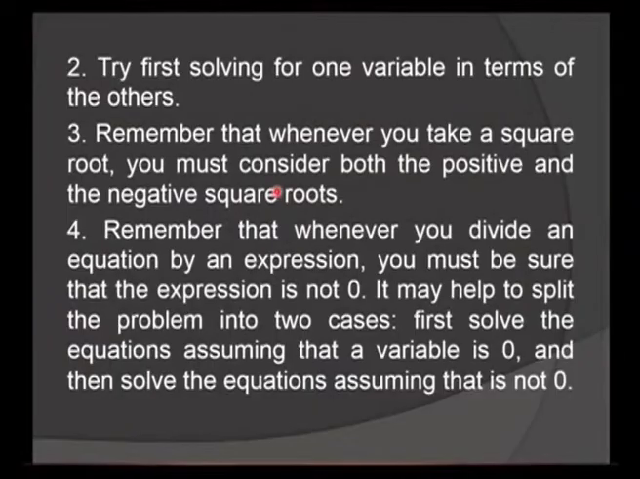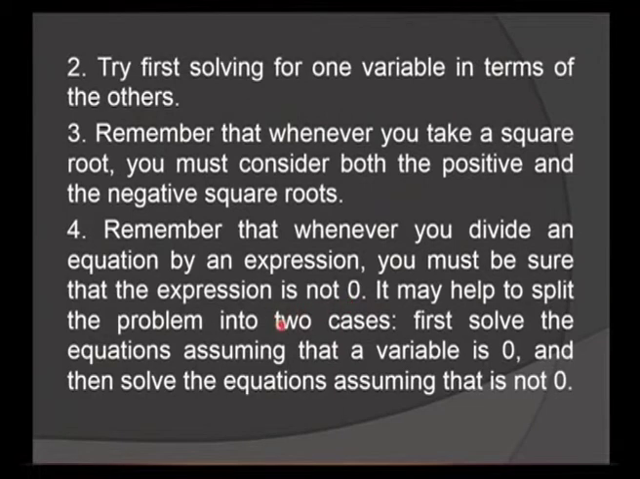Remember that whenever you take a square root, you must consider both the positive and negative values of the square root. This is another step we need to remember to solve the 4 equations from the 2 vectors. Remember that whenever you divide an equation by an expression, you must be sure that the expression is not 0.